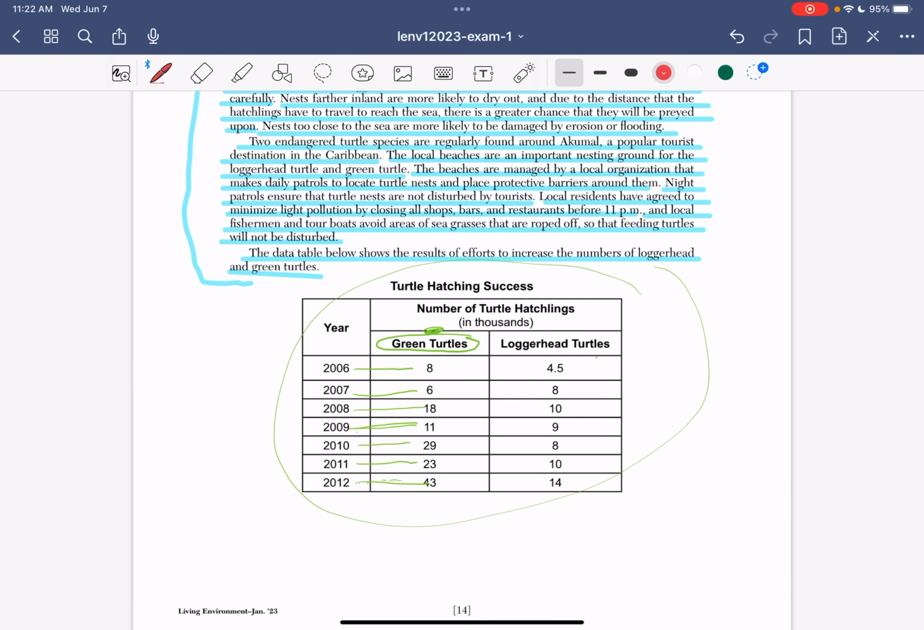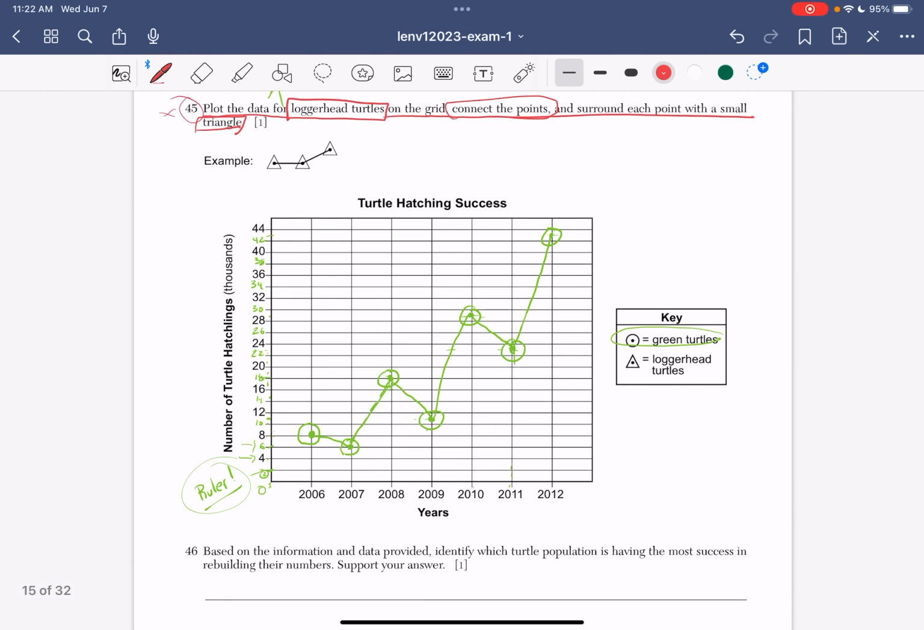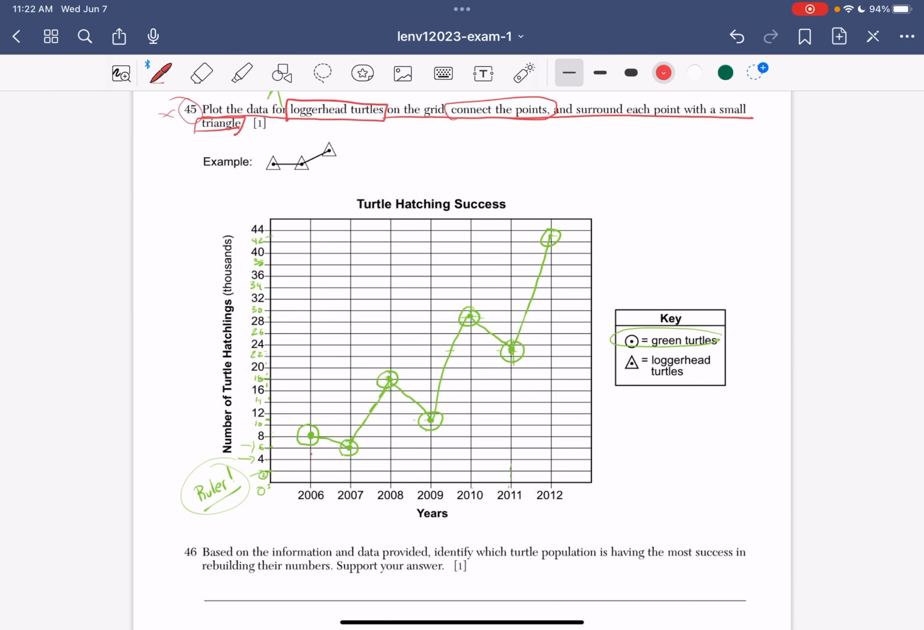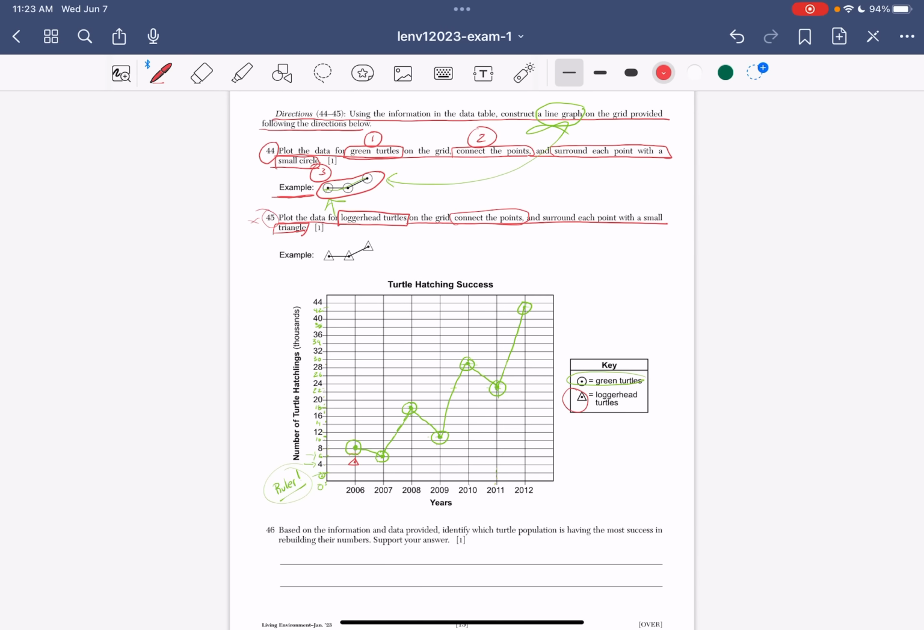All right, loggerhead. So I am going to change the color of my, well, I already changed the color, no problem. 2006 for loggerhead turtles was 4.5. Okay. 2006, 4.5 was around here. Oops, what did I do? That's a mistake. I put a circle. It's not a circle. It's a triangle. So 2006 was about 4.5, triangle. It's a triangle. Okay.